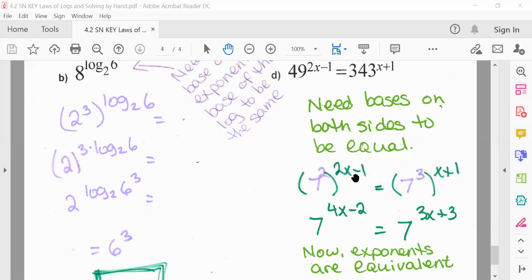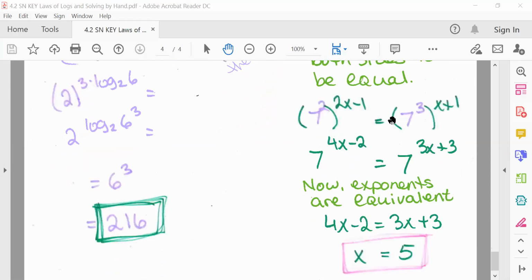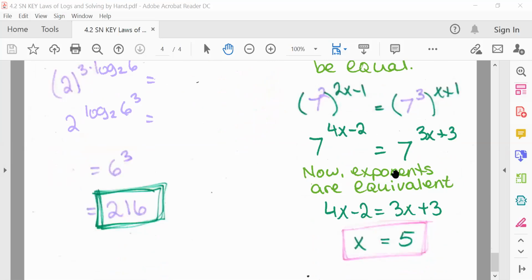Raise a power to a power, so we multiply. 2 times 2x minus 1 gives us 4x minus 2. Then 3 times x plus 1 gives us 7 to the 3x plus 3. Now we have 7 to one power equaling 7 to another power. Those powers have to be equivalent. So 4x minus 2 is equal to 3x plus 3. So x is 5.